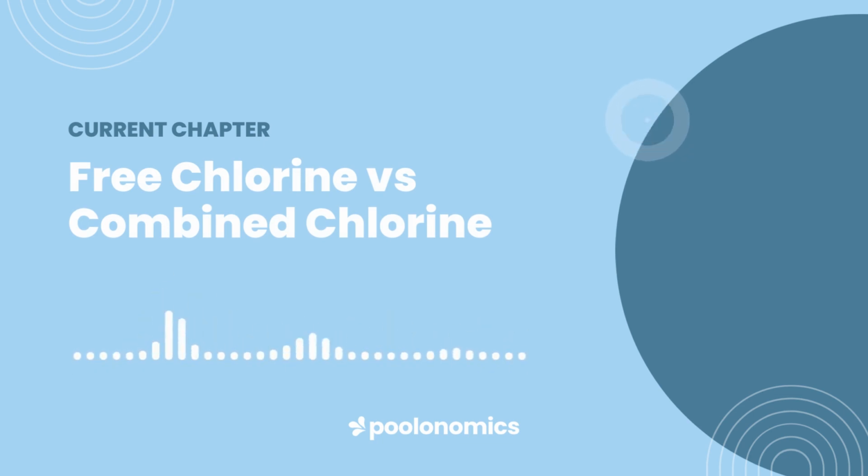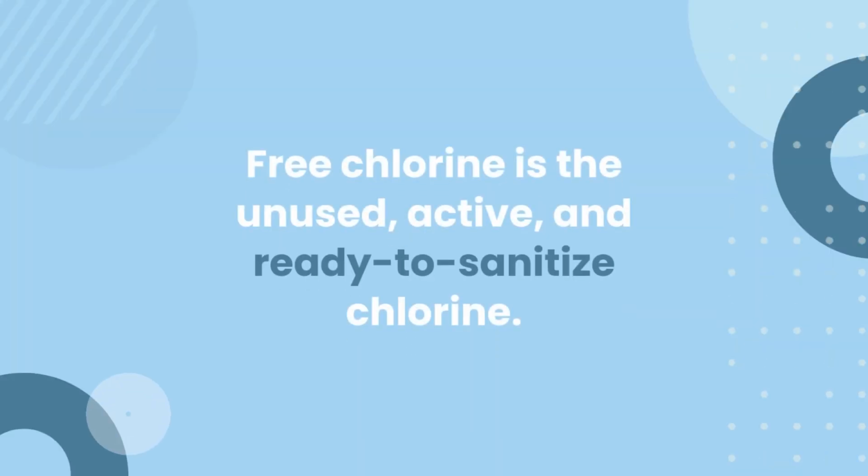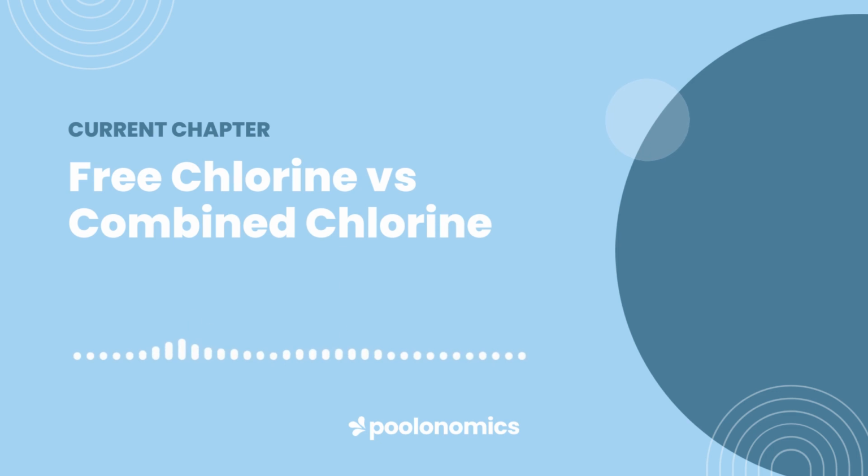Chlorine exists in your pool water as one of two chemical states, which dictates how it behaves and how effective it is as a sanitizing agent. First, you have free chlorine. This is the unused, active, and ready to sanitize chlorine you typically measure when testing your residual chlorine level. It's the most effective form of chlorine in terms of sanitizing power. You generally want to keep your free chlorine level around 2 to 3 parts per million, ppm, but this should scale up with the amount of cyanuric acid in your water.